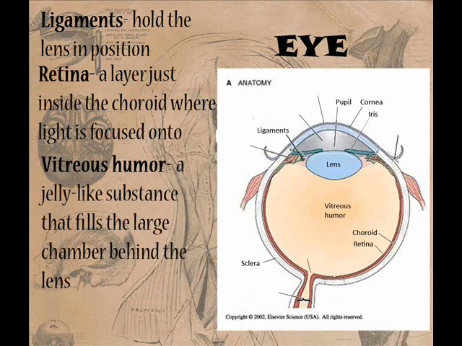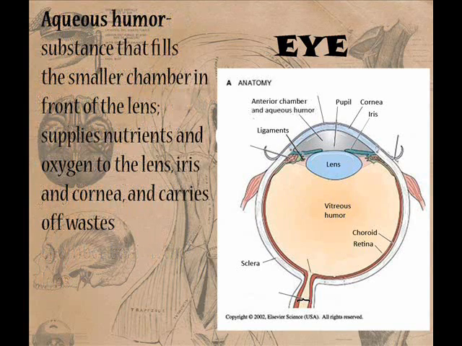Two chambers make up the bulk of the eye. The vitreous humor is a jelly-like substance that fills the large chamber behind the lens, while the thinner aqueous humor fills the small chamber in front of the lens, and it supplies nutrients and oxygen to the lens, iris, and cornea, and it carries off wastes. These humors help maintain the shape of the eyeball.